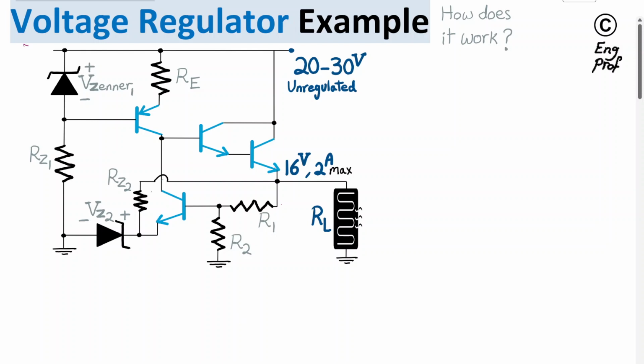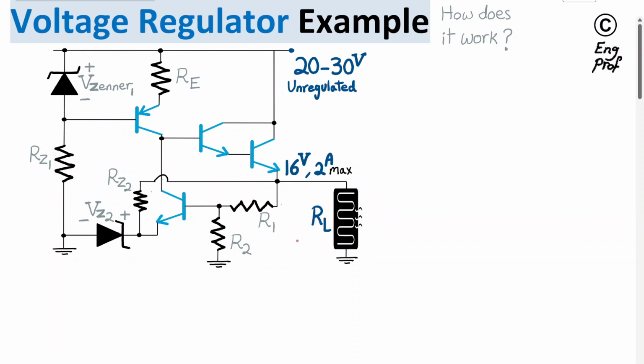In the voltage regulator circuit design and analysis example presented here, we have a 20 to 30 volt unclean, unregulated, varying input supply, and what we expect as the output of the circuit is 16 volt, clean, flat, and capable of supporting or feeding up to 2 amp max to the load. For example, a heating resistive load like this one, RL.